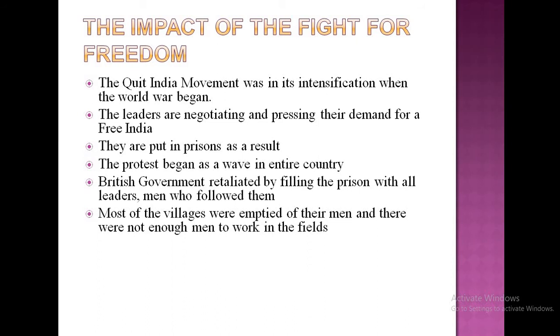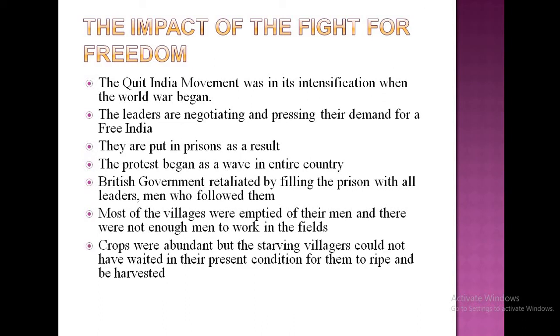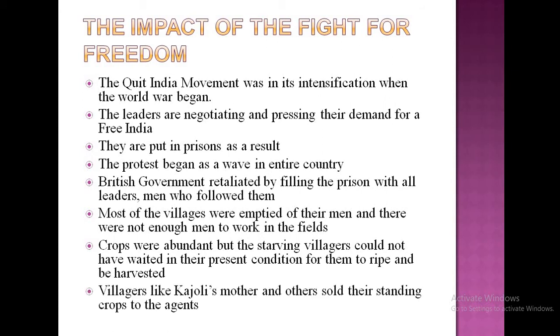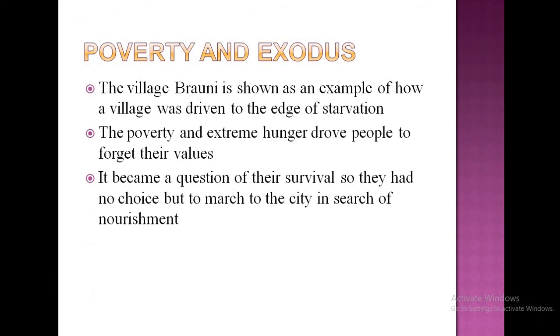So most of the villages were emptied of their men, and there were not enough men to work in the fields. As a result, crops were abundant, but there were no men to look after the crops and wait for them to be reaped, and then there's no one to harvest them, because all the labor have already gone to the cities in the state of starvation. So crops were abundant, but the starving villagers could not have waited in the present state of starvation. They could not have waited for them to ripen and to be harvested. So villagers like Kajoli's mother even, they all have sold their standing crops to the agents, and they have gone in exodus to the city.